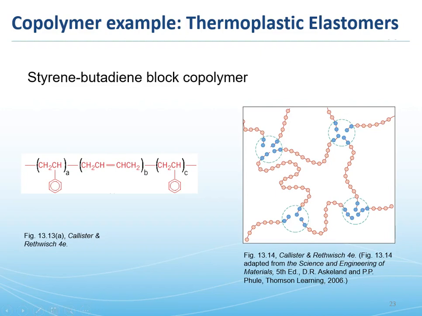You have the styrene A, so that's just your typical polystyrene, CH2CH with a phenyl ring. And then you have the butadiene in the middle, B, with that double bond that gives it its ability to move in a unique way as a rubber. And again, you can see the dotted line around the blue phase, and that's related to the styrene part, and then the butadiene is the red in between.